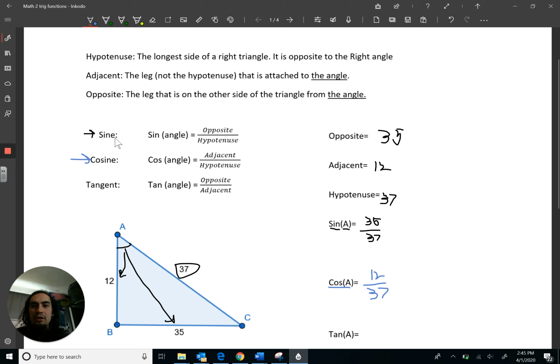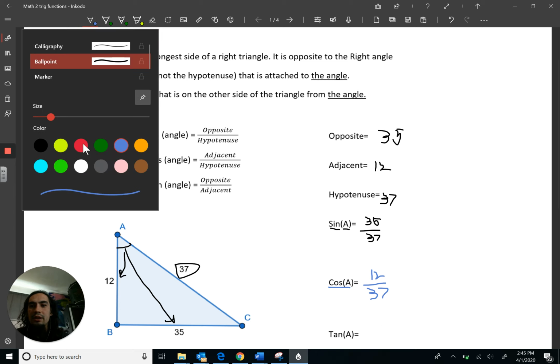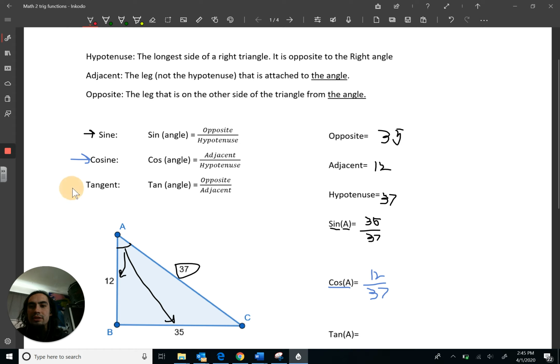And then tangent, we'll do this one even quicker now that we're getting the hang of it. Take a look. Tangent is defined as the opposite divided by the adjacent. So we'll look at the opposite side. The opposite side is 35, and the adjacent side is 12. So we're going to have 35 over 12. Hopefully you guys can see that well enough to see what I'm talking about. 35 over 12. Okay, good.